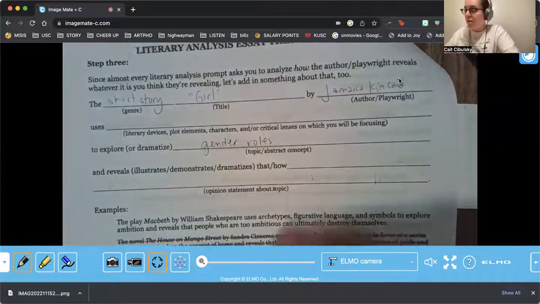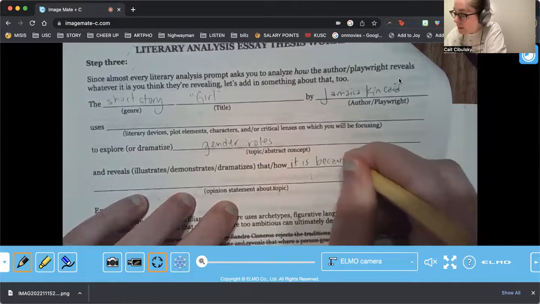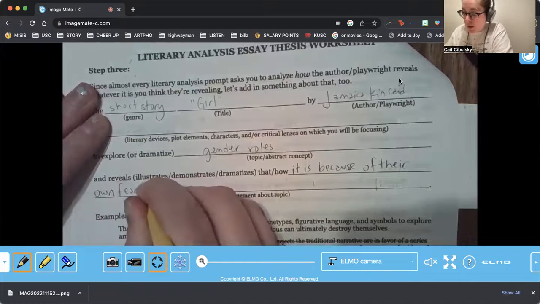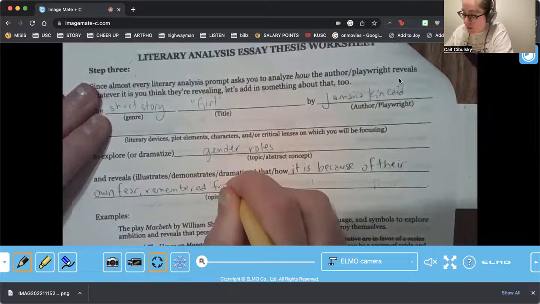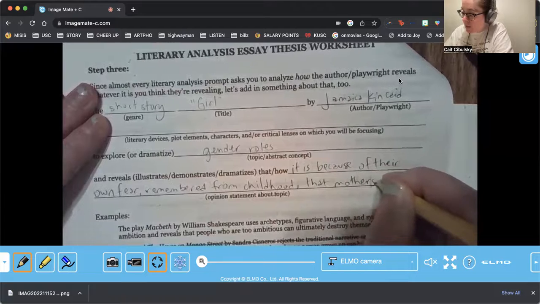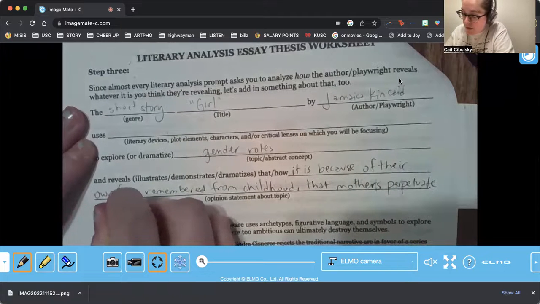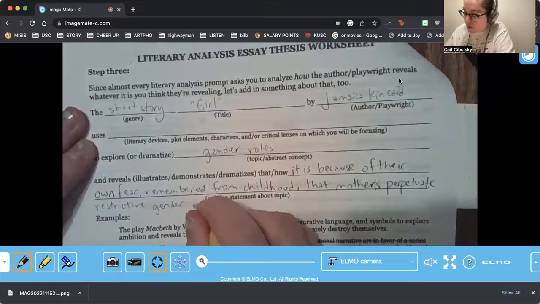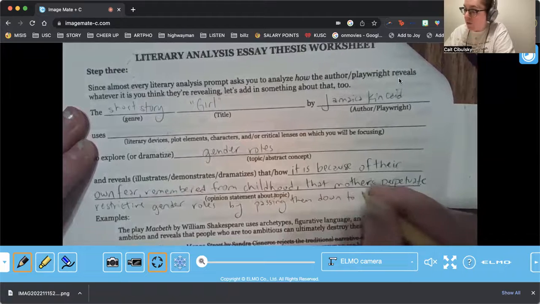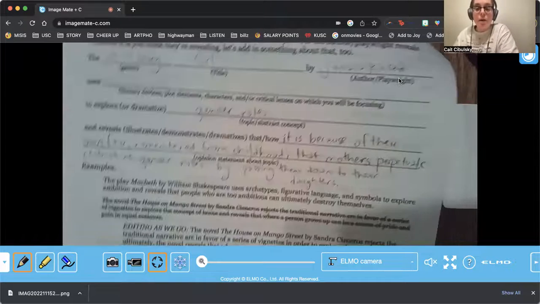That it reveals that it is because of their own fear remembered from childhood that mothers perpetuate restrictive gender roles by passing them down to their daughters. Okay, so now I have to decide how it is that Jamaica Kincaid reveals that, right?